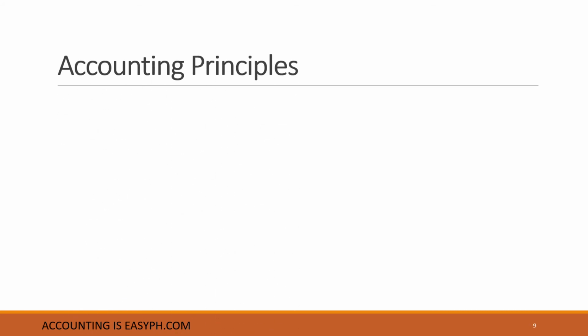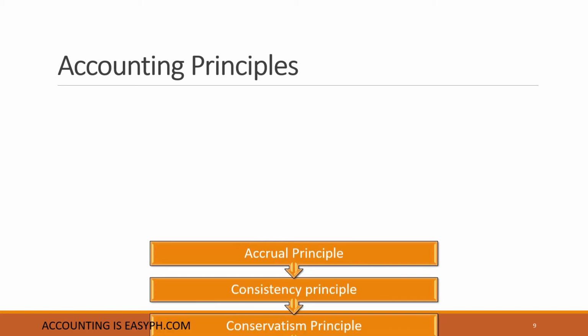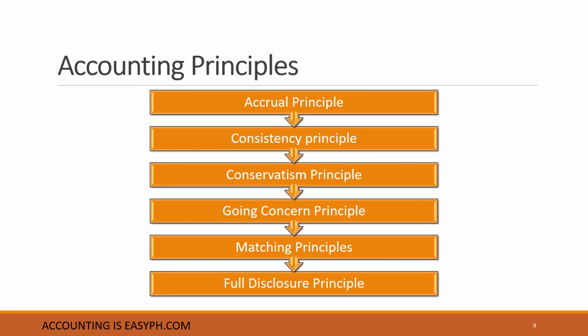In accounting, we follow the basic accounting principles, which we also call generally accepted accounting principles. When we say principles, these are the rules and guidelines followed by different entities to record, to prepare, and to present the financial statements of the company for presenting a true and fair picture of those financial statements. So what are these accounting principles? We have 6 accounting principles.